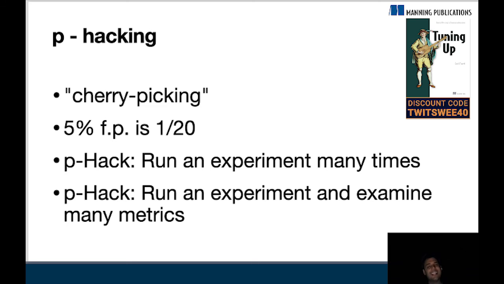Reject again. Maybe it's not quite right. Maybe it needs another little tweak. I have another idea. I know how to fix this, patch it up. And you run it again. You do this again and again and again. And each time you have a 5% chance of incorrectly accepting what is unfortunately a bad idea, an idea that's not going to improve your system.